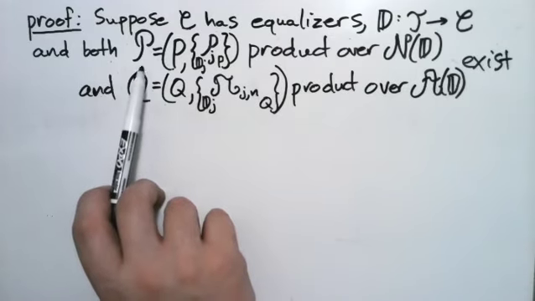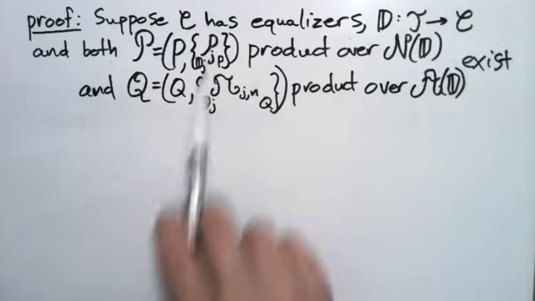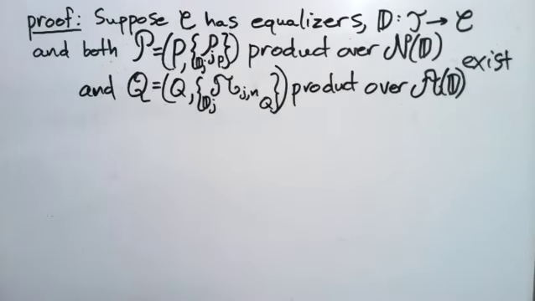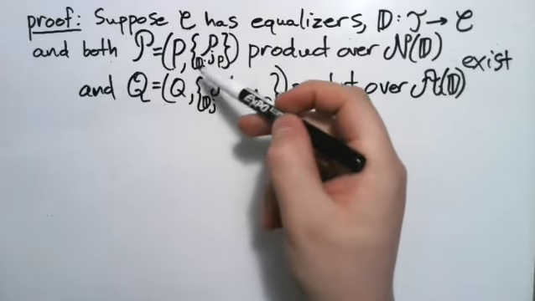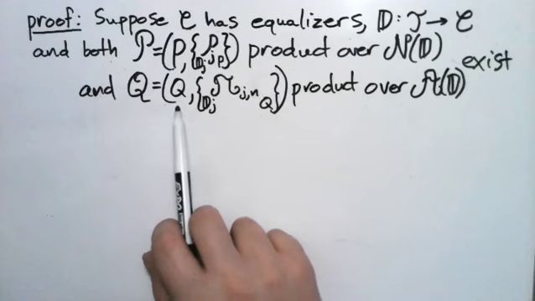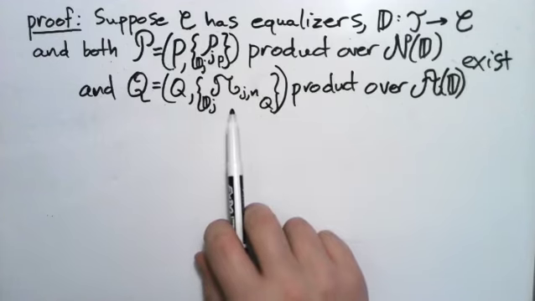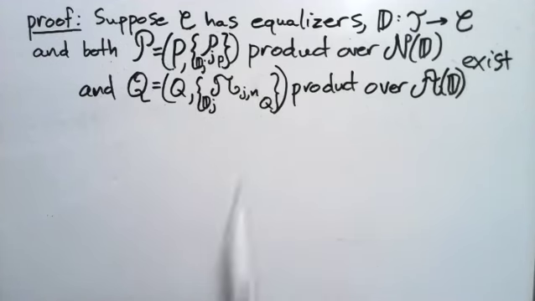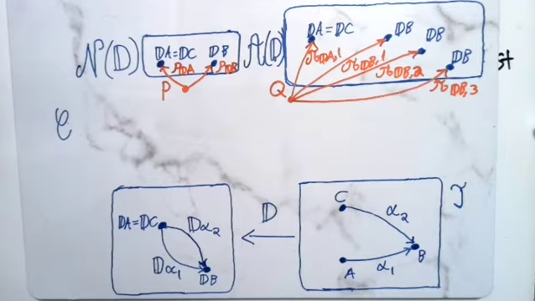Where the first one is P, which consists of a vertex P and the projections rho j for each dj in the diagram, and Q, which consists of the vertex Q and the projections pi jn for each dj, where the n designates which copy of dj we're referring to in the diagram. So if we go back to our drawing of the situation, we have our two products here.